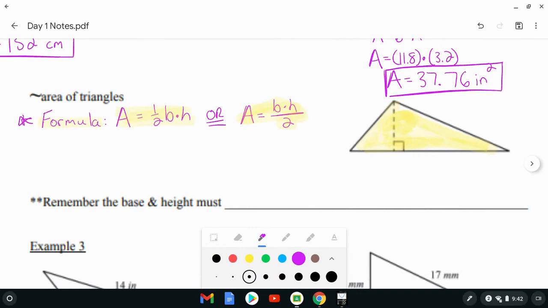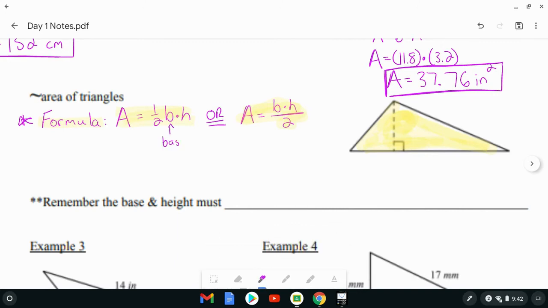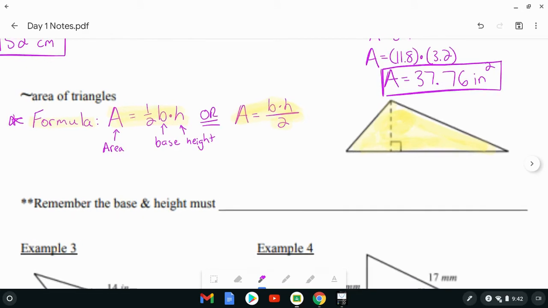Just like before, B is going to be our base. H is going to be our height. A is the actual area of the shape, that shaded region. So looking at our diagram over here, again, the base is going to be one of the sides of the triangles, but you have to make sure that that base creates a 90-degree angle with your height.